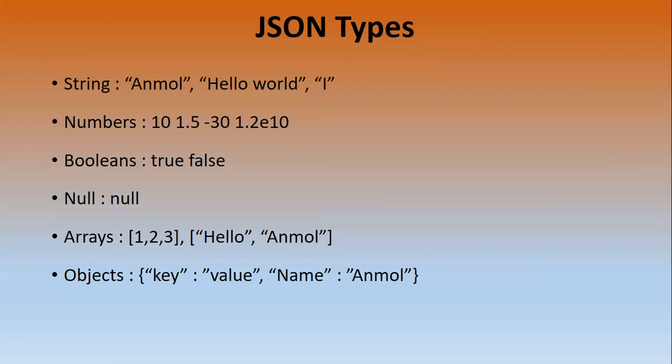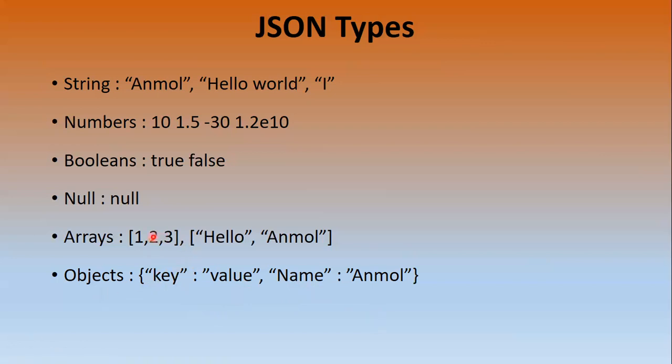So the square brackets indicate an array. The first one is an array of numbers, having the values 1, 2, 3. And the second one is an array of strings. Now curly braces here indicate that it also holds an object. So this is a key, this is a value. Name is the key, and the value holds a name, which is Anmol over here. So these are the JSON types that it can hold.